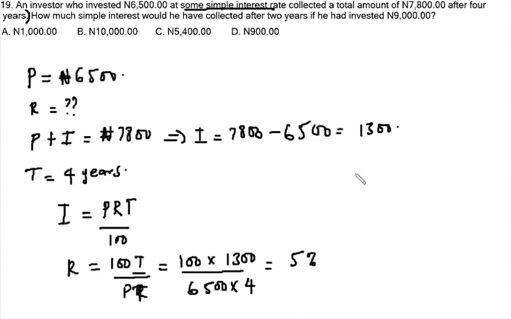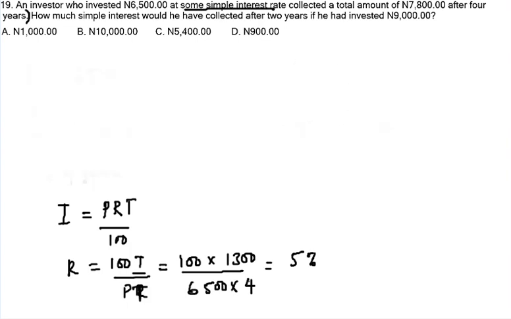Now let's move to the second part of the question. So for the second part of the question, we are asked how much simple interest. Okay, so we are looking for the interest. So the interest is what we do not know. And then would he have collected after 2 years? So the time period we are looking at is 2 years.